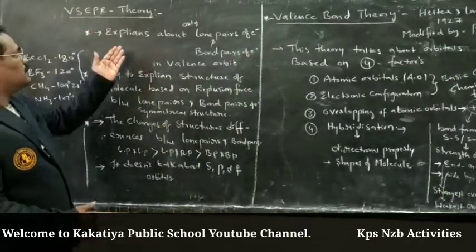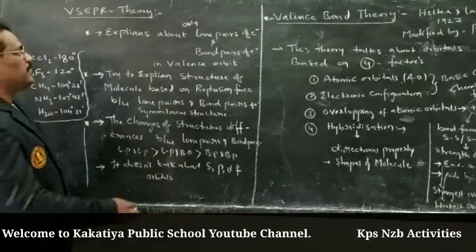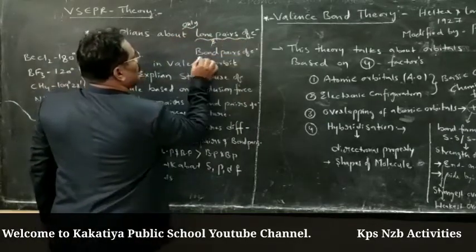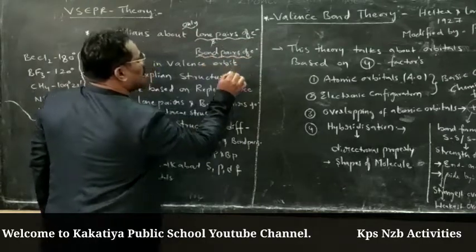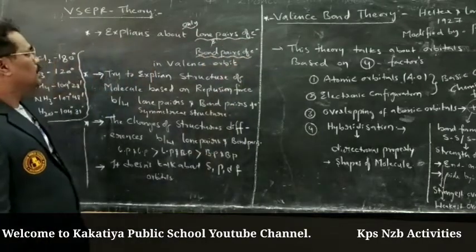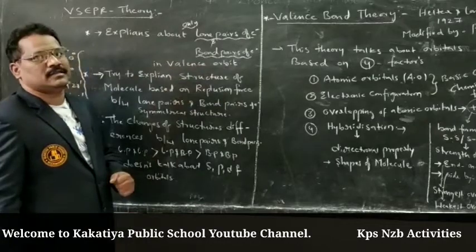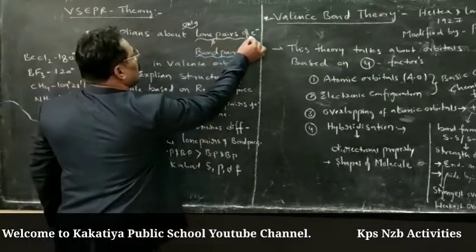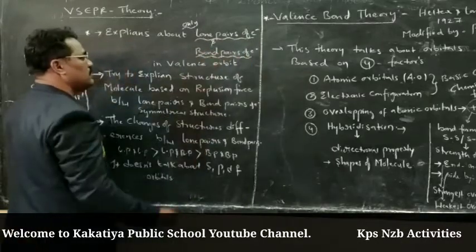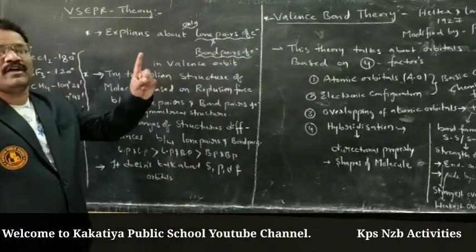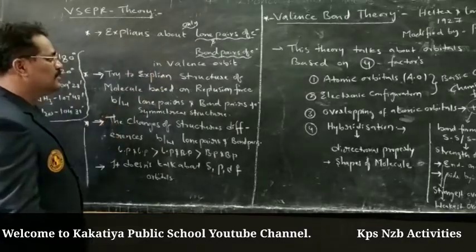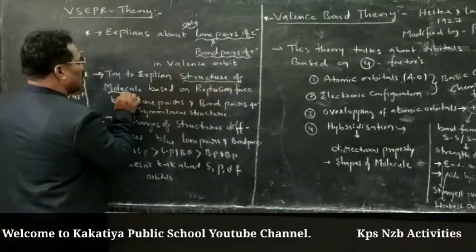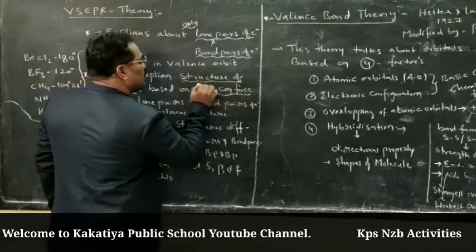What does VSEPR theory explain? It explains only the lone pairs of electrons as well as the bond pairs of electrons in the valence orbit. That is the first point we have to keep in mind. The next point is that it explains the structure of a molecule based upon one force.